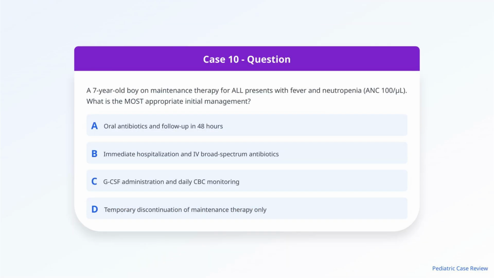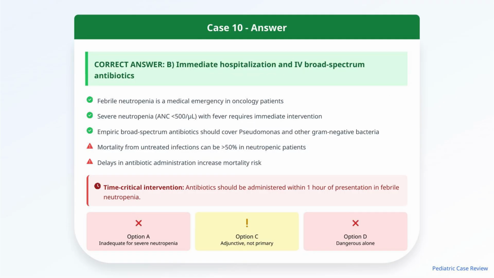For our 10th case, a 7-year-old boy on maintenance therapy for acute lymphoblastic leukemia presents with fever and neutropenia with an absolute neutrophil count of 100 per microliter. What is the most appropriate initial management? A. Oral antibiotics and follow-up in 48 hours. B. Immediate hospitalization and intravenous broad-spectrum antibiotics. C. GCSF administration and daily CBC monitoring. D. Temporary discontinuation of maintenance therapy only. The correct answer is B.